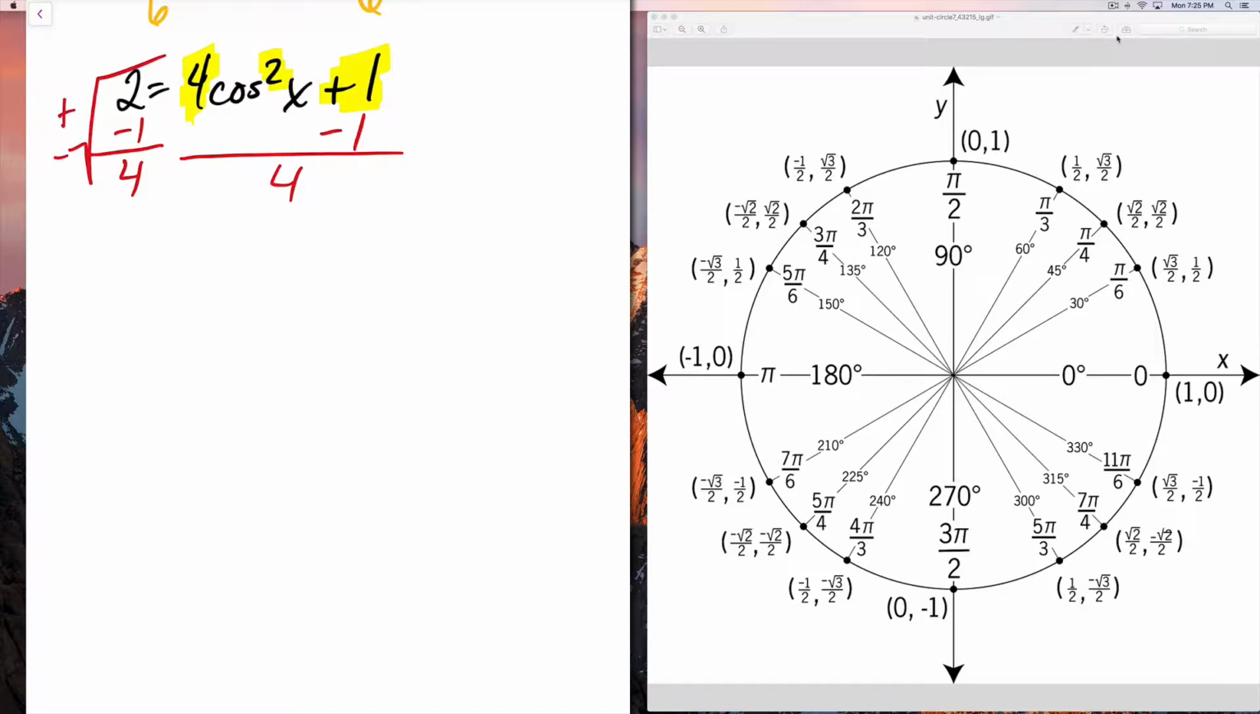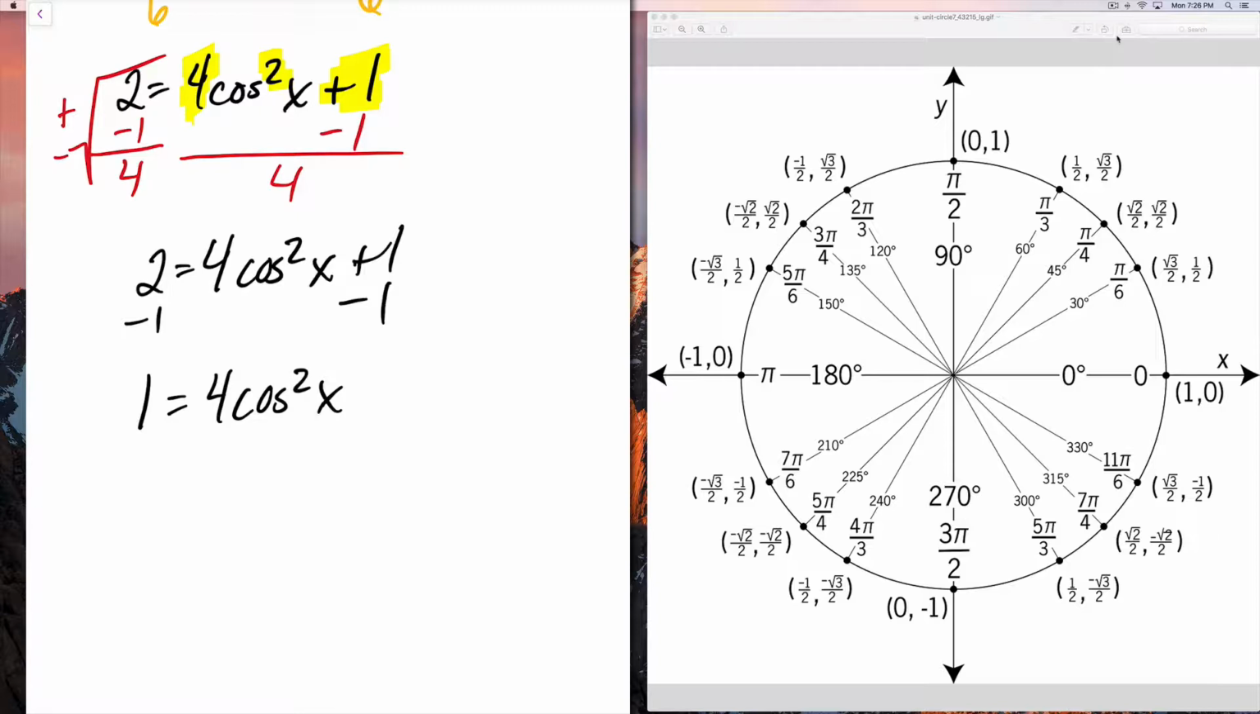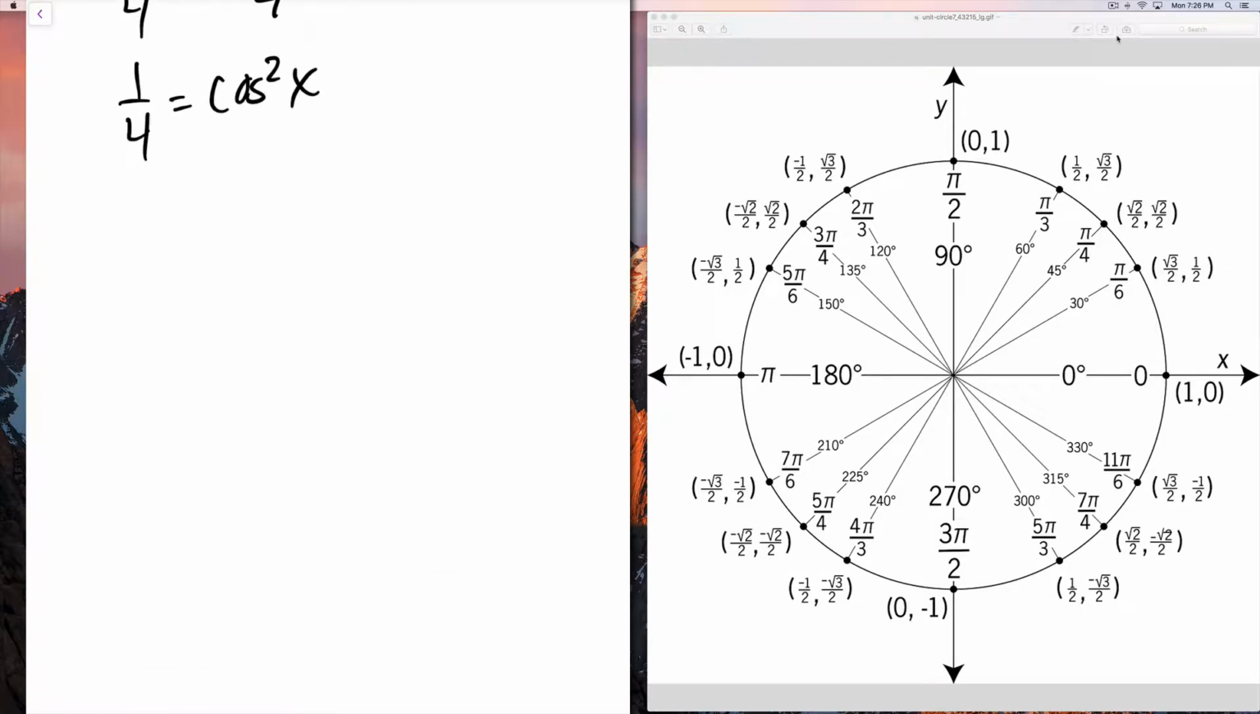So let's see how that works out. All right, so let me work it out step by step, because what I just did might be a bit confusing. So minus 1 leaves me with 1 over 4 equals cosine squared x, divided by 4. So I'm left with 1 over 4 equals cosine squared x. And then, of course, I'm going to square root, and that gives me a plus minus. So it's plus minus 1 over 2 equals cosine x.